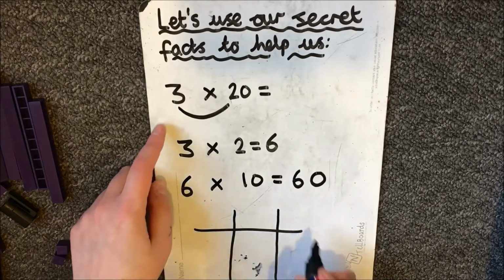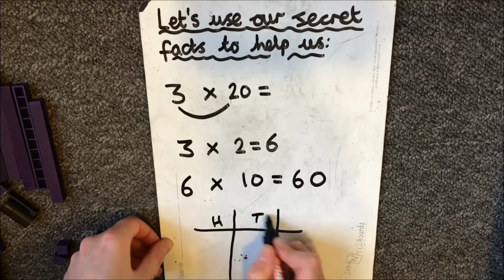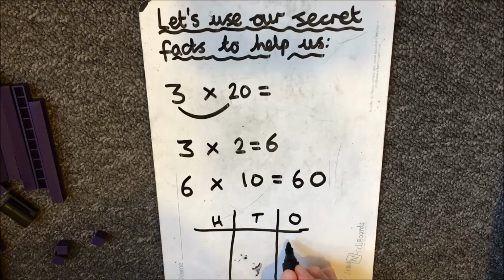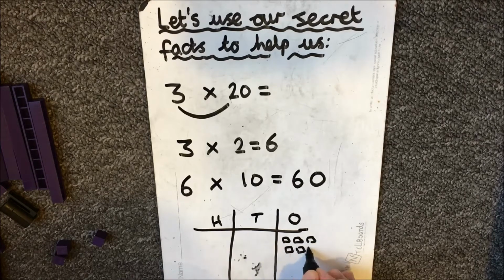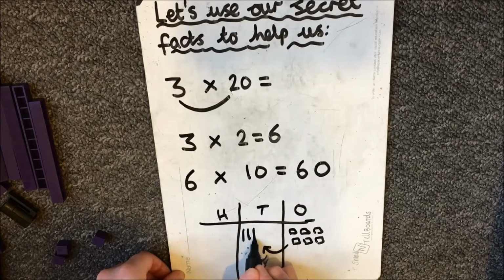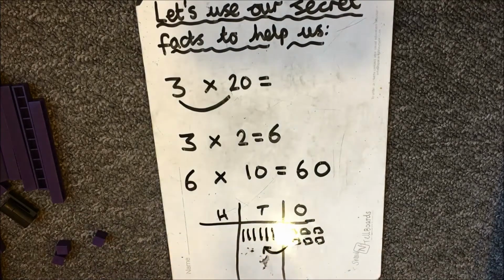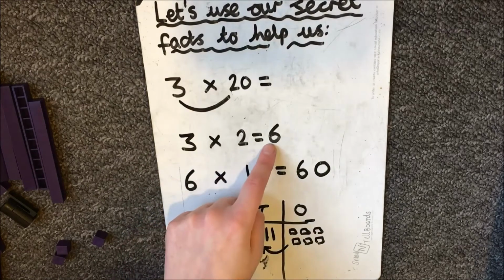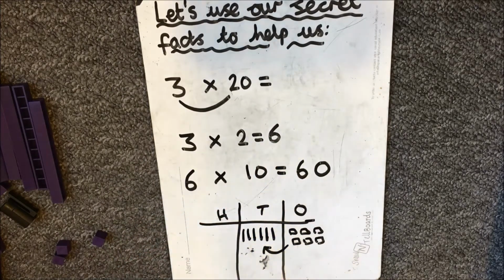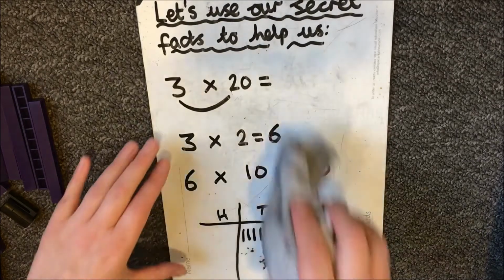So if I know 3 times 2, which is 6, I just make it 10 times bigger. So it goes 10, 20, 30, 40, 50, 60. So that's my answer there. Some of you might be able to write out the secret times table and then times that by 10. Let's have another practice. Ready?